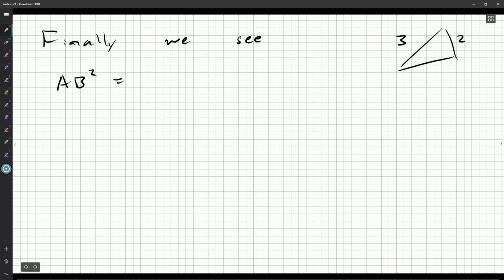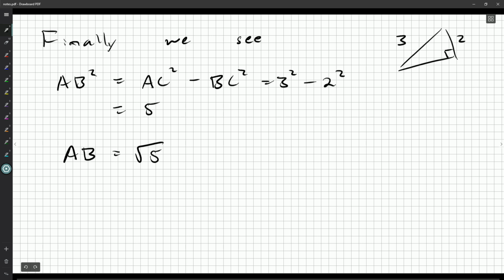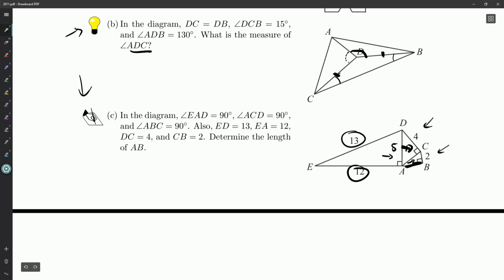Okay? And then we could say something like, finally, I'll just draw a copy of the smaller triangle again. We had a 2 here, and we just found this 3. Finally, we see AB squared, the thing we want, is AC squared, what we just worked out, minus BC squared. So that'll be 3 squared minus 2 squared, and that will just be 5. Sadly, this is not a nice little Pythagorean triple. But 9 minus 4 is 5. So AB is square root of 5. Put a nice little box or a therefore statement, and we're done. We're good to go there.